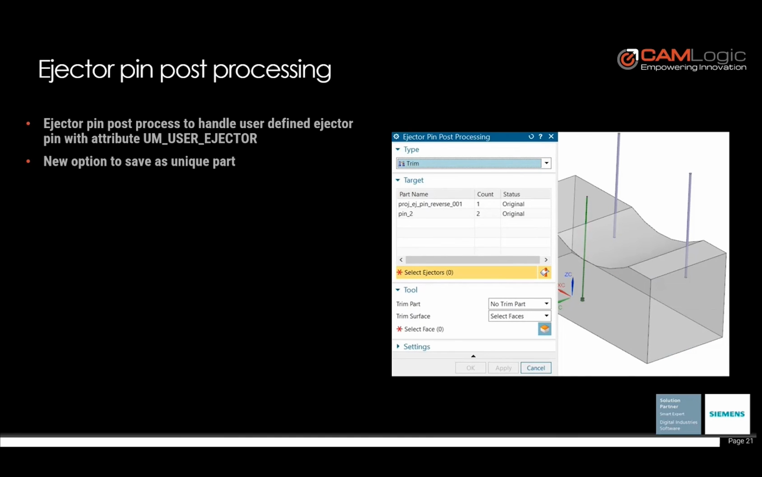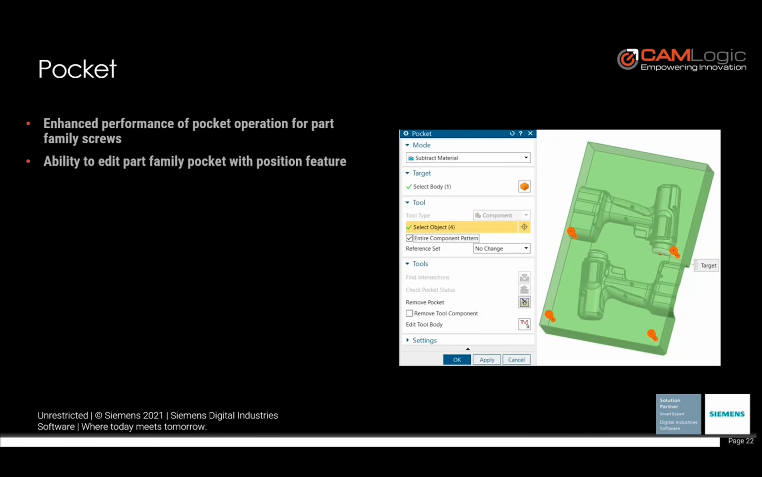Ejector pins, so there's new post-processing to handle this, so new options for how to save it as unique parts, right? Because I'm going to buy or order an ejector pin off the shelf, and then as it gets cut, I'm going to have it inside of NX, and I can apply custom parameters for saving it off as a unique part, because every pin is going to be different. New pocketing information, so the ability to edit the pocket and position features, enhanced performance for the screw families.